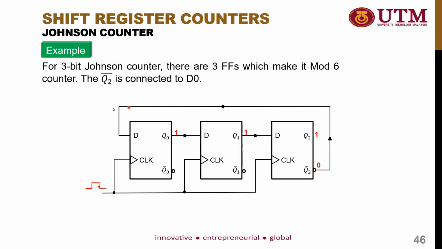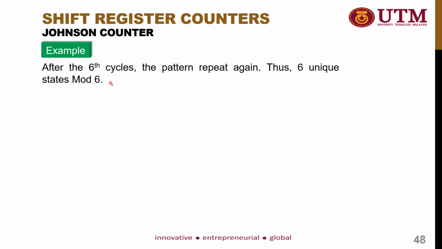So 0 will be rotated back to the input of D, so the output of the first flip-flop will become 0. Okay, so the process will be repeated. After 6 cycles, the pattern repeats again. Thus there are 6 unique states, mode 6.